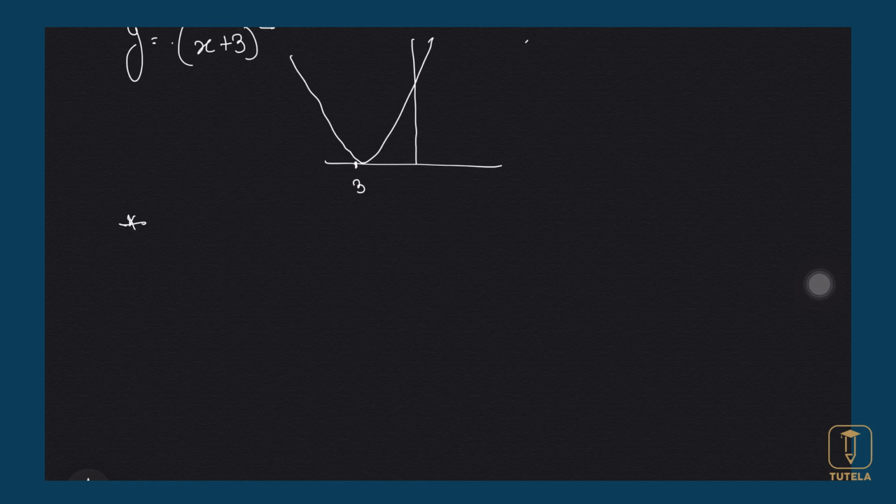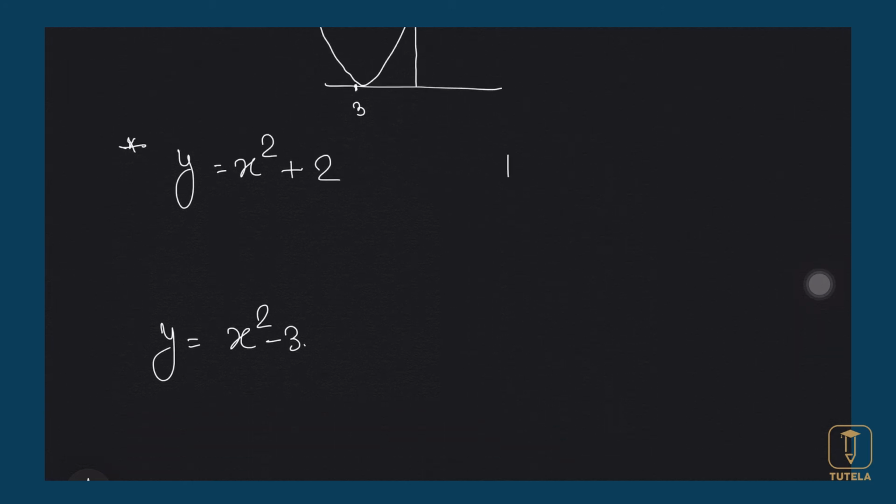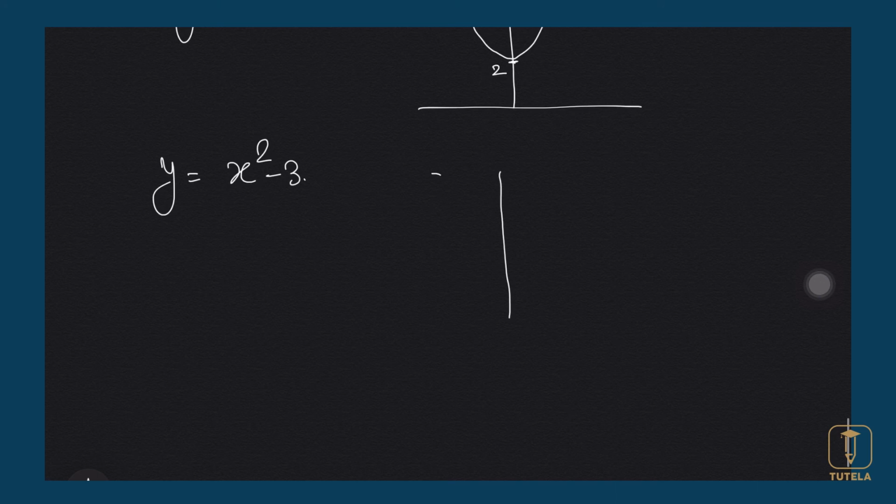Second thing is, when there is addition or subtraction in the y value, that is, y is equal to x square plus 2, or y is equal to x square minus 3. In the first case, whenever we are adding a value to the entire equation of the parabola, that is, the y value, the previous y value, which was x square, the parabola will move upward by the same value, that is 2. And whenever there is subtraction, the parabola will move downward by the same value. Here it is 3 units, so from 0, it will shift to minus 3, and this is the new parabola.